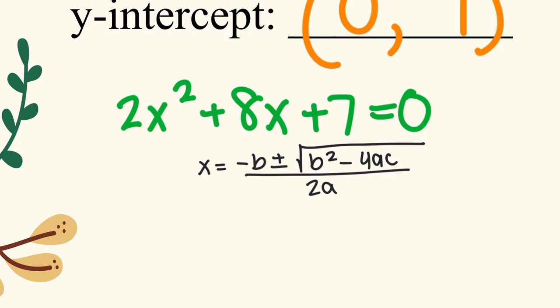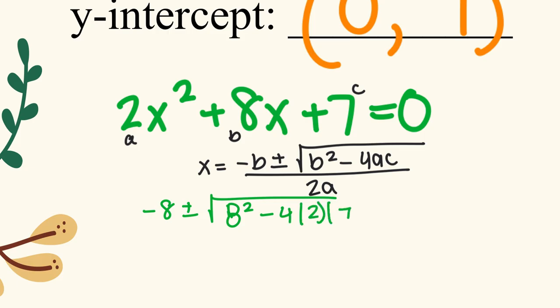So now we have all our information. Here's my a, here's my b, and here's my c, the same ones we labeled before. Let's go ahead and plug them in. So plugging in what we have, we're going to get negative 8 plus minus square root 8 squared minus 4 times 2 times 7 over 2 times 2.